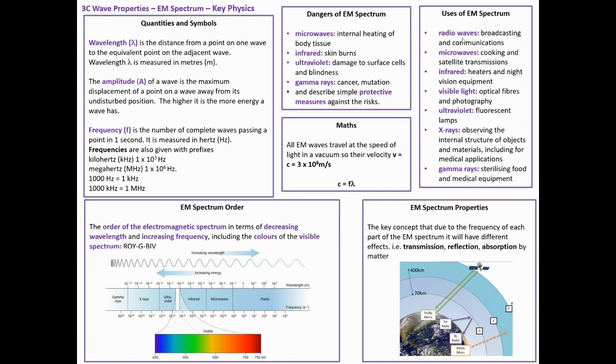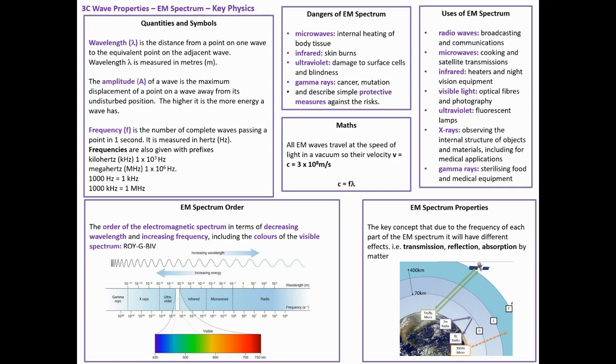Uses then: radio, microwaves for cooking and satellites, infrared for heaters and night vision, visible for optical fibers and photography, ultraviolet, you might have fluorescent lamps to detect forged banknotes. X-rays will look at the structure of materials or medical applications, and gamma is sterilizing food and medical equipment.